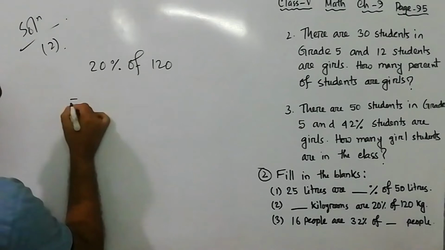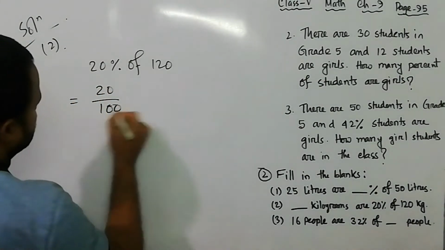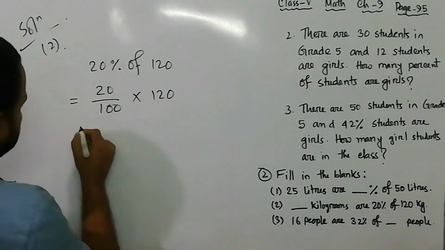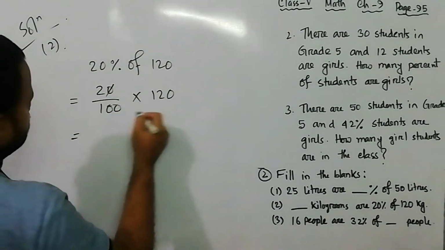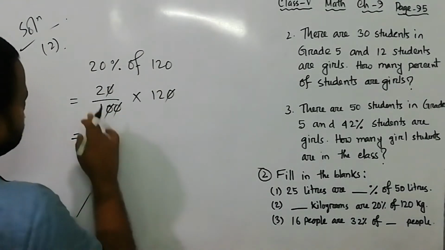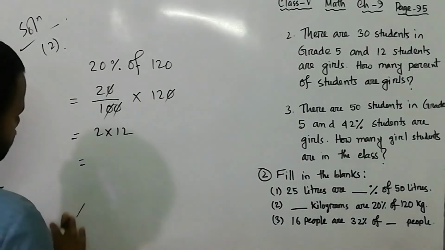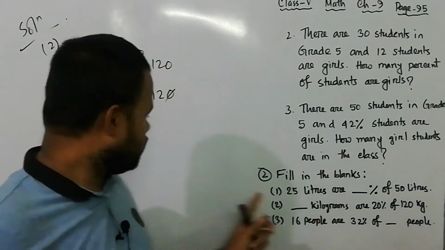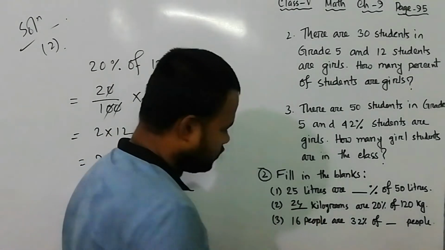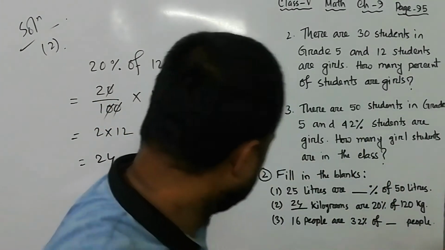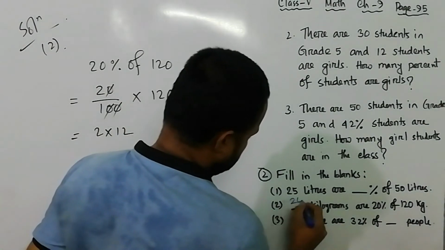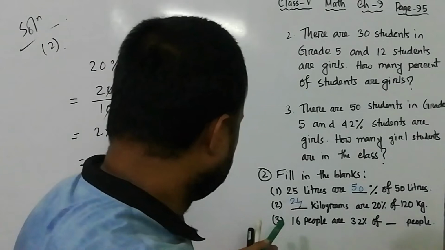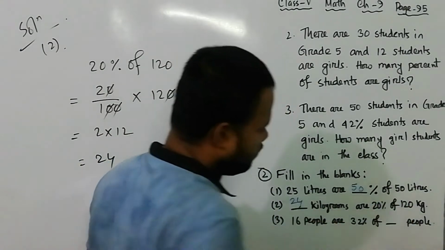So if we calculate here 20%, that means 20 by 100, and of, that means multiplication, into 120. Now if we divide, here we have 1 0 1 0, that means here 2 into 12, so that is equals to 24. So 24 kilograms are 20% of 120 kg.